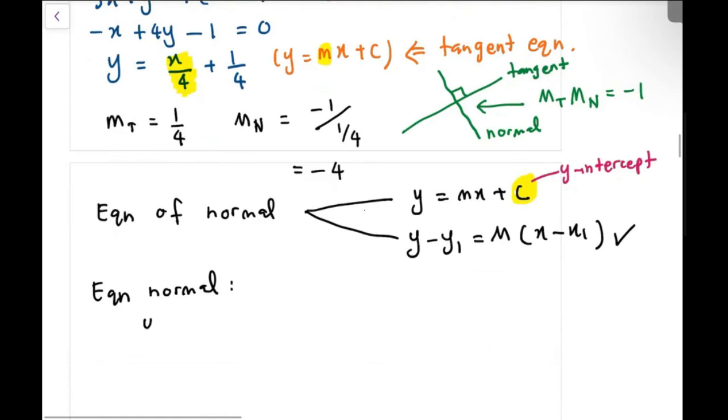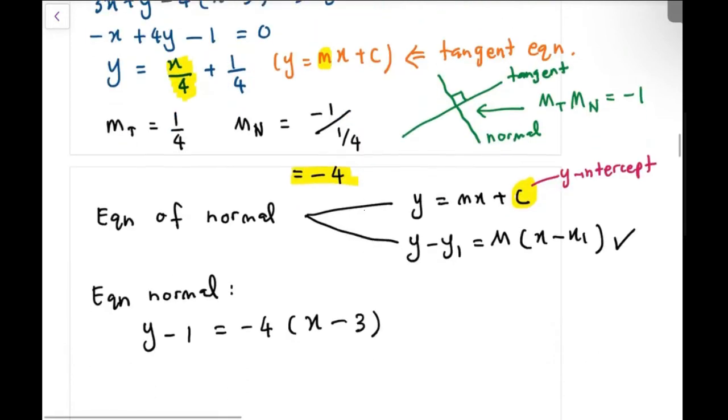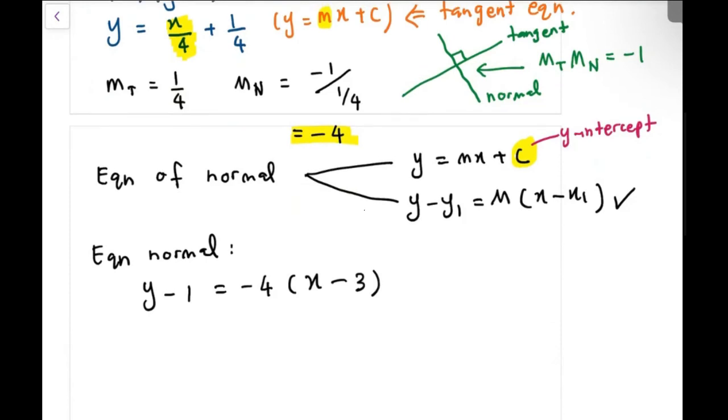So here y minus y1, our y1 just now is 1, equal to m. Gradient here means you have to substitute the gradient for normal. So we have negative 4 times (x minus x1). x1 here is our coordinate from the original question, in this case it is 3. After that, you may just simplify this to obtain a proper form of the equation of normal to a circle. So we have y equal to negative 4x plus 13.